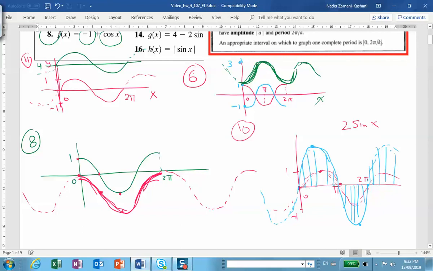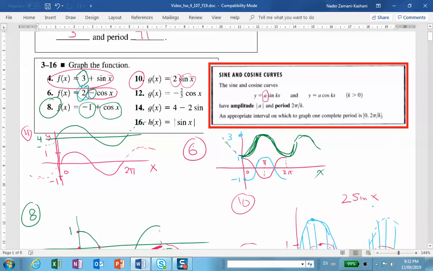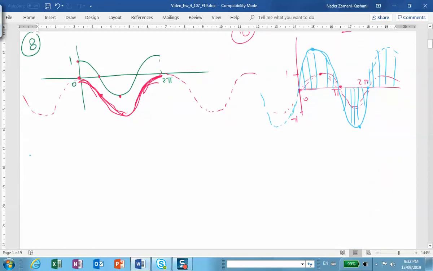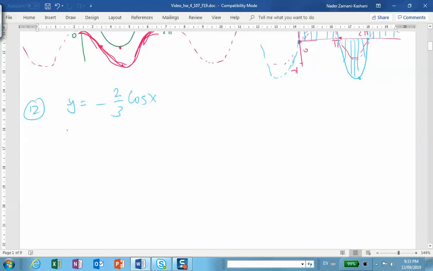Alright, what else do we have here? We have number 12, minus 2 over 3 cosine of x. Number 12. Y equal to minus 2 over 3 cosine of x. So the first thing that you do is you draw cosine of x. Okay? Cosine of x. There is cosine of x. It looks like this.